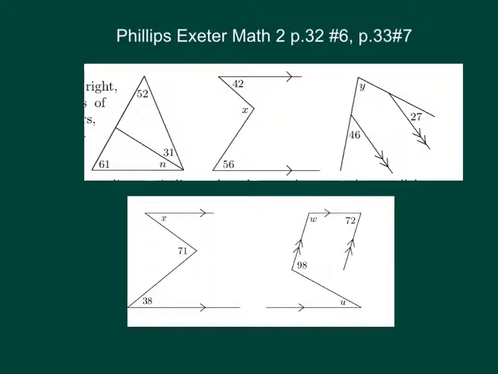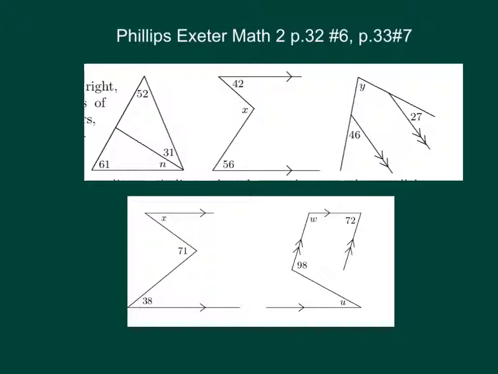Okay, we're looking at a little quiz review out of the Phillips Exeter Math 2. This is page 32, number 6, and page 33, number 7. And we're looking at some angle chasing going on in these pictures. So, as with most angle chasers, there's a lot of ways to do the problems. If you have a different way that works, great for you. And if not, let me show you some of the ways that I solve these problems.